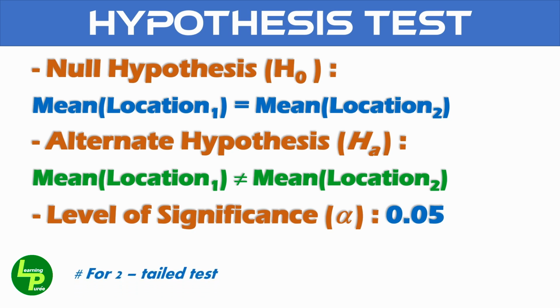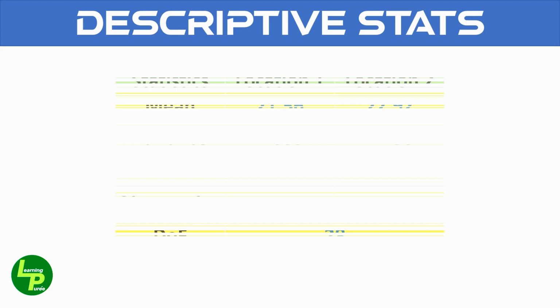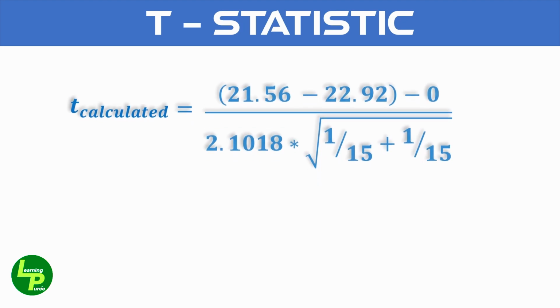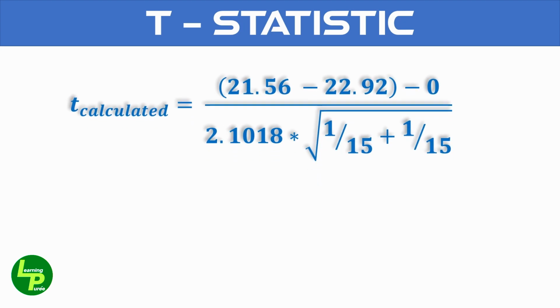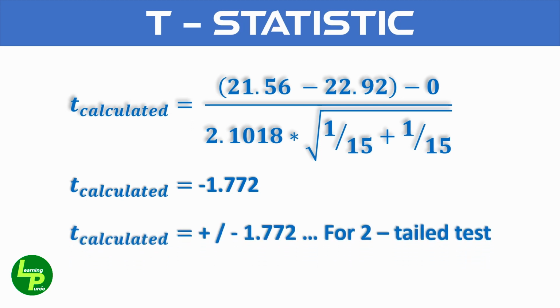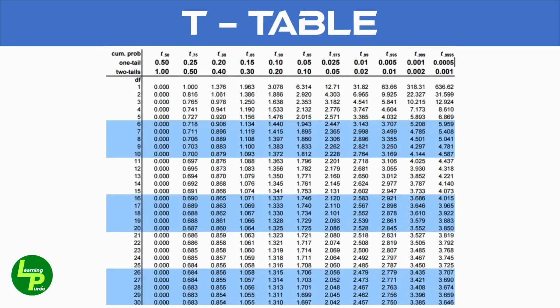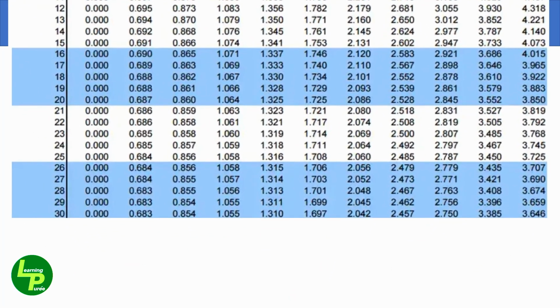The average temperature and the standard deviation for the respective locations is as follows. Substituting these values in the equations seen previously for hypothesis testing, we get degrees of freedom equal to 28 for a calculated t-statistic value of minus 1.772. For a two-tailed test, these t-statistic values are plus minus 1.772. The negative value of t-statistic will be looked up on the lower side or the lower tail of the t-table distribution, and the positive value on the upper side or the upper tail.